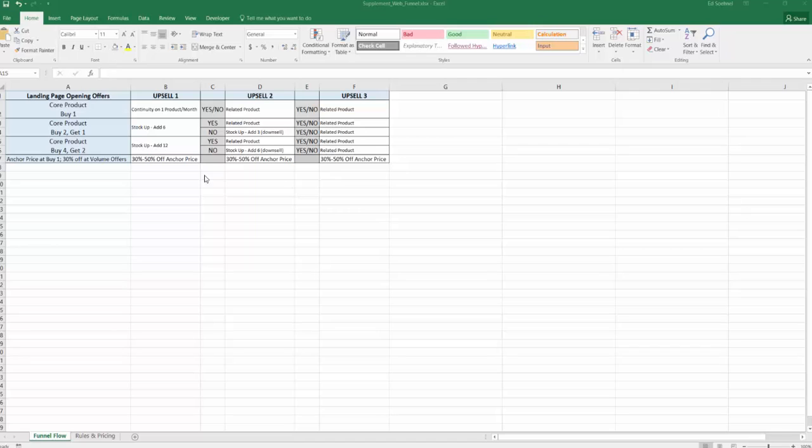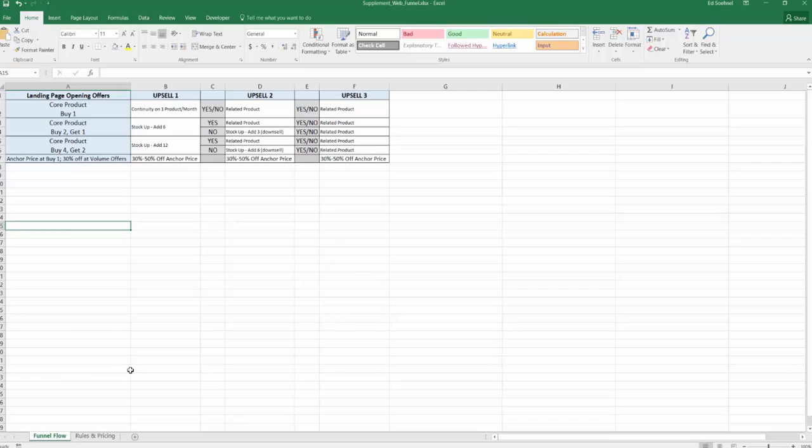So this is kind of my standard supplement funnel that has generally worked well. But again, this could fail depending upon your product and your market and some of your copy language, or you again look at competitors in your industry and see what they're doing. You might find something better. Okay, so let's go to the next sheet on some rules and pricing.